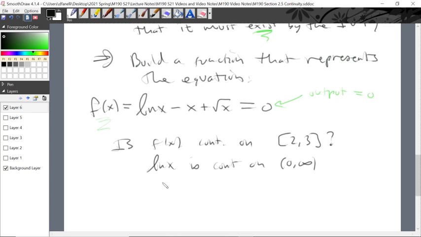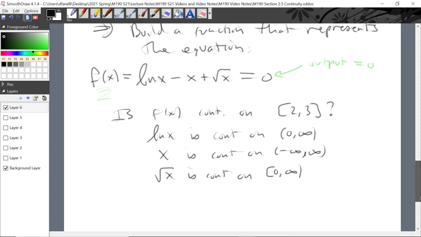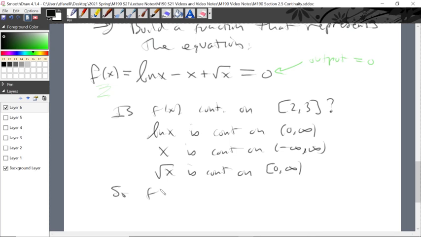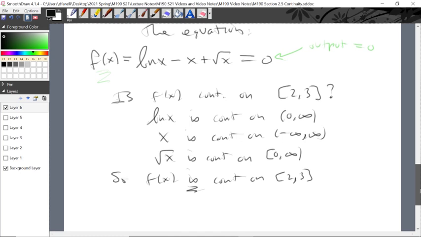We have x is polynomial, and x is continuous on negative infinity to positive infinity. So that's certainly continuous from 2 to 3. And the square root of x, well, that one is continuous on the interval from 0 to infinity. Remember, that's continuous from the right. But again, the closed interval from 2 to 3 is contained within all of these 3 intervals. So f of x is continuous on the closed interval from 2 to 3, since it is a combination of functions that are also continuous there. So we do have a continuous function.